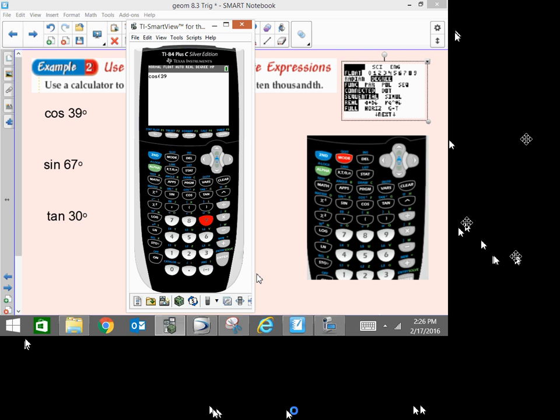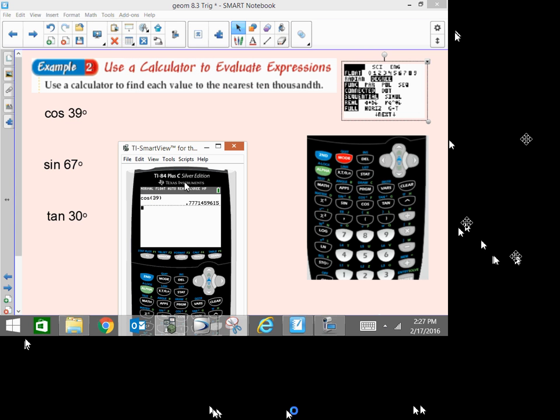39. Now the calculator knows that's in degrees. Close your parentheses, it's just a good habit. Enter, and that is that number. Okay, now, you looked at the directions, it says nearest 10,000. How many places is that after the decimal? Tens, hundreds, thousands, 10,000s, good.